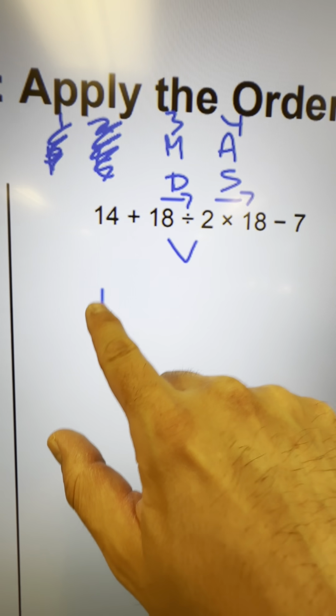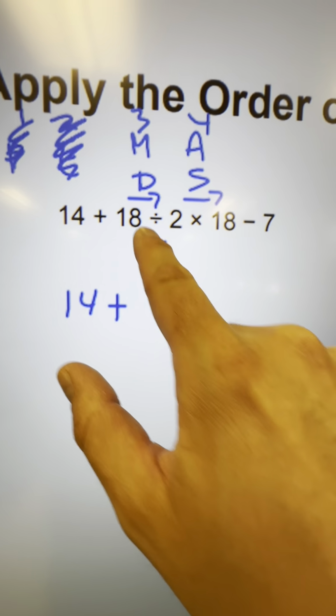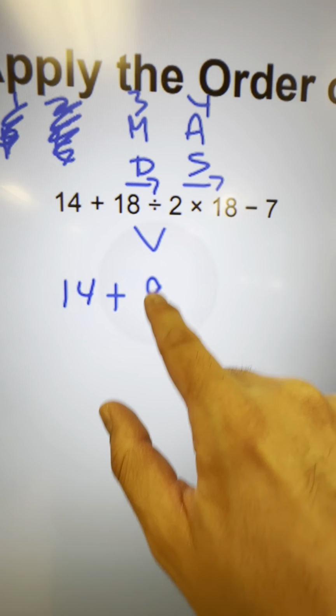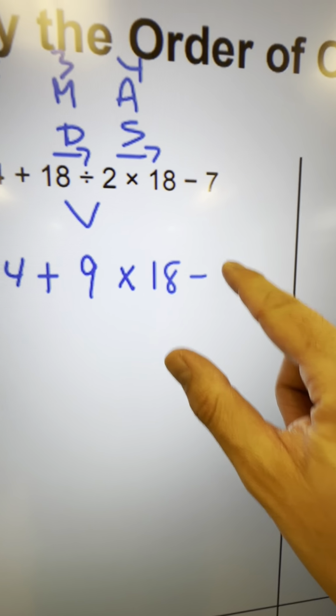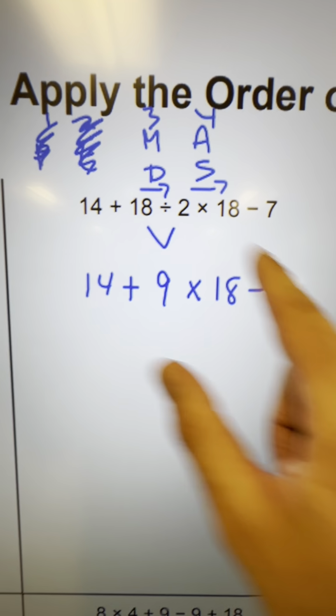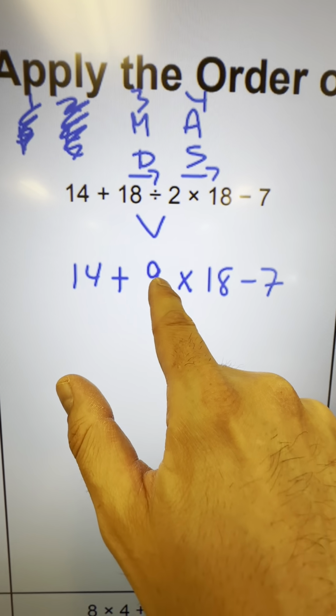So that means I'm going to bring down my 14, bring down the plus sign. 18 divided by 2 is 9. And then bring down my times, bring down my 18, and bring down the minus 7. So notice the only difference between here and here is that I divided these two together to get 9.